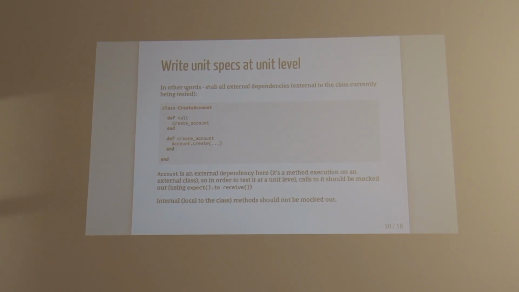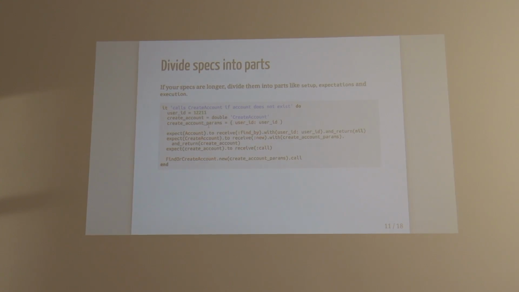So when you have this create account service object with a call method, and this executes create account, and this actually executes the active record create method. When you write a spec for this create account, it's fine to say that account should receive, or account is expected to receive create with those params, because that's what we really want to spec, that the message create is passed to the account class. This is what we want to test. There will be an example for that, I think. Yes.